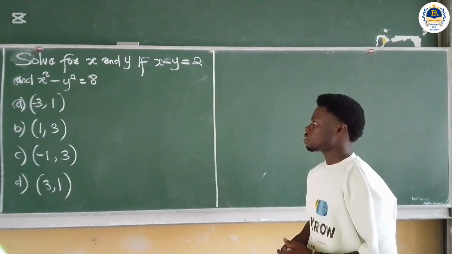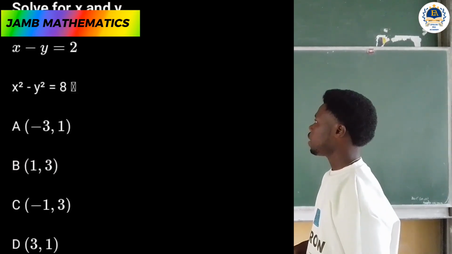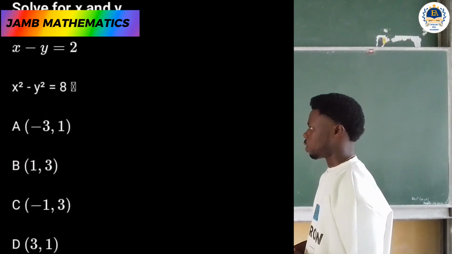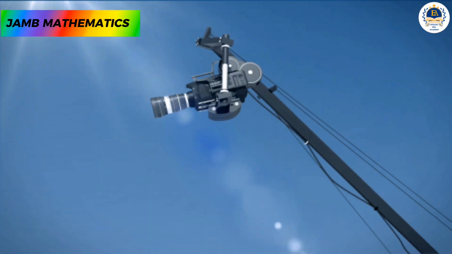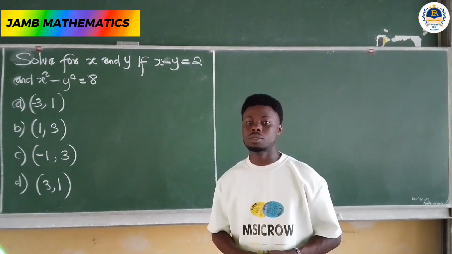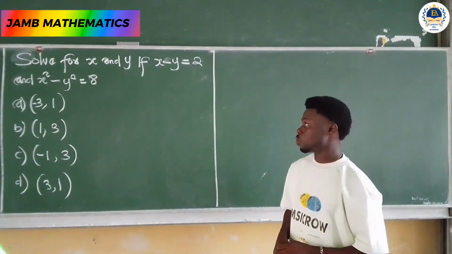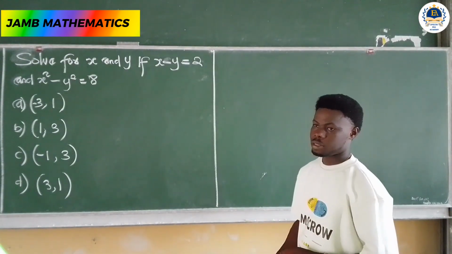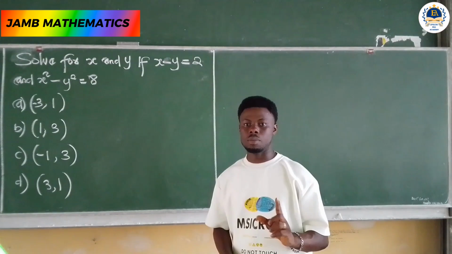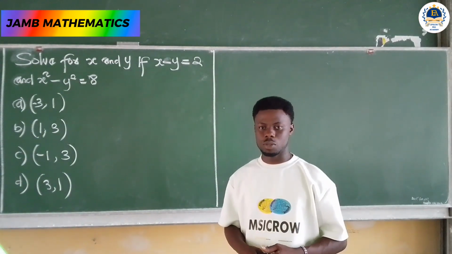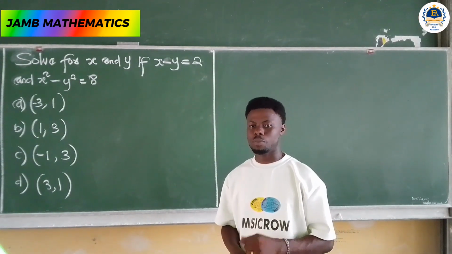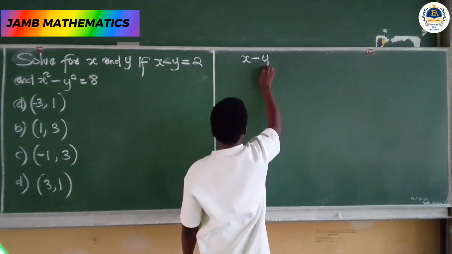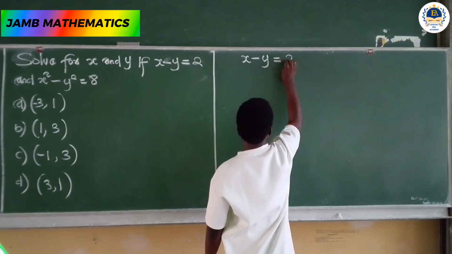Question 2: Solve for x and y if x minus y is equal to 2 and x squared minus y squared is equal to 8. On the board, two equations are given to us to solve, equation 1 and equation 2. We are going to solve this using simultaneous equation methods, either by the elimination method or the substitution method. We have x minus y equals 2.